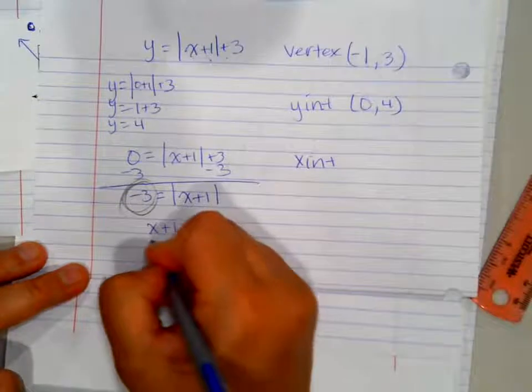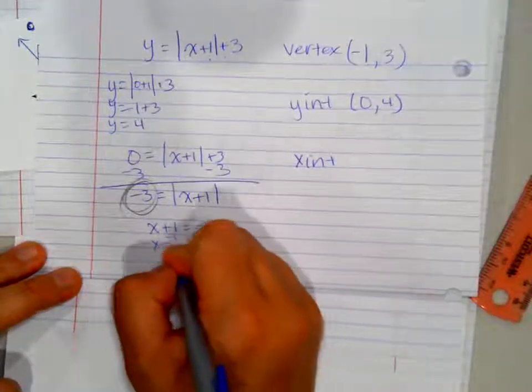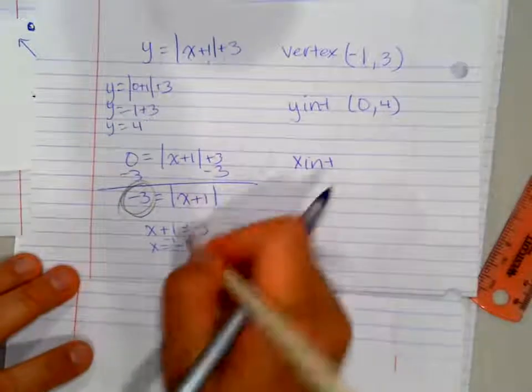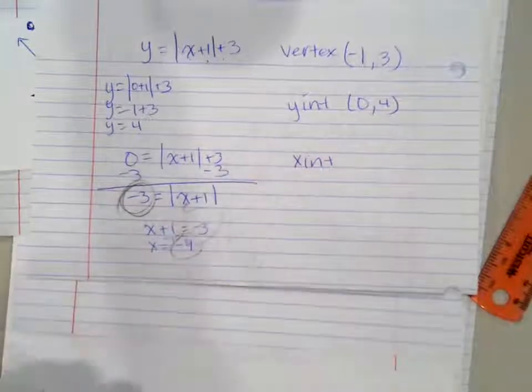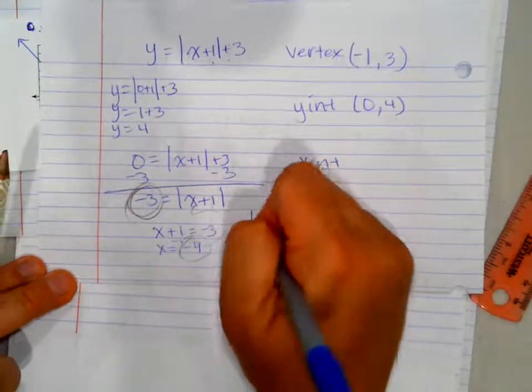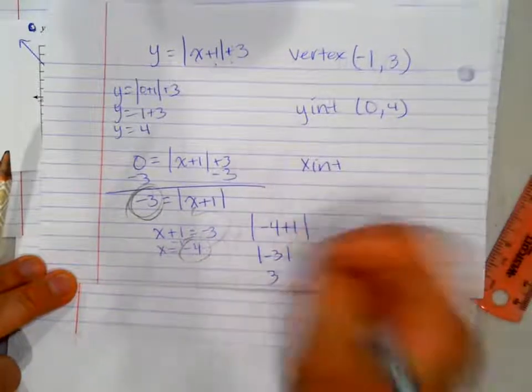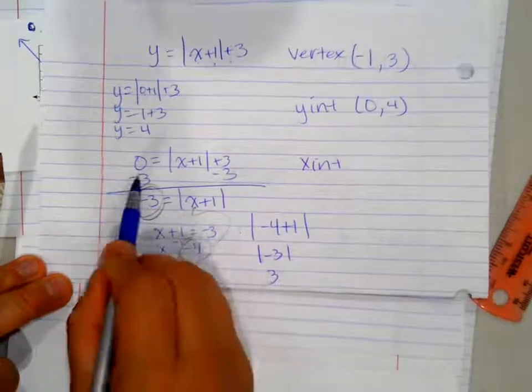If I were to solve that, let me show you guys how this works. I'm going to get x equals negative 4. Well, let me plug that in and see if that works. I get the absolute value of negative 4 plus 1. The absolute value of negative 3 is 3. Well, 3 doesn't equal negative 3.